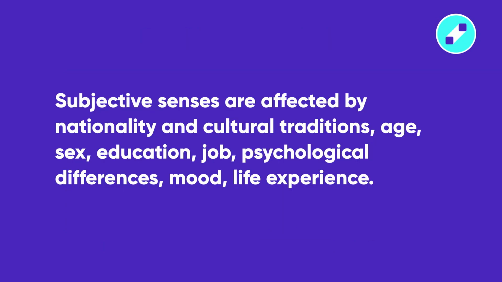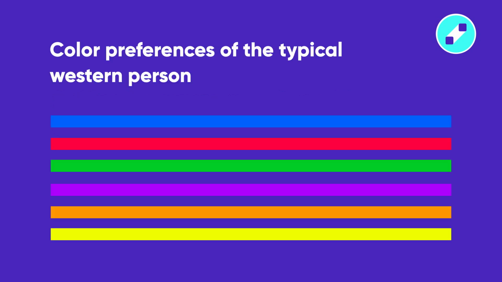Where do subjective senses from color come from? There are a lot of features of a viewer: nationality and cultural traditions, age, sex, education, job, psychological differences, mood, life experience. There is a book, Picture Composition for Film and Television by Peter Ward. In the book, he tells about some tests that help to understand the color preferences of the typical Western person. The most favorite is blue, the second is red, and then there are green, purple, orange, and yellow.